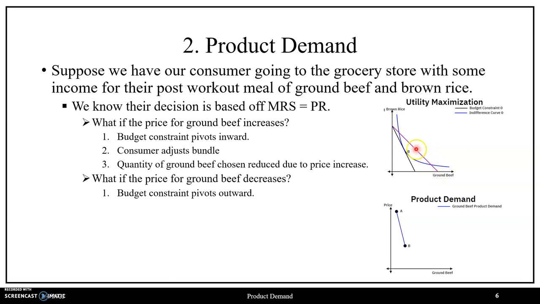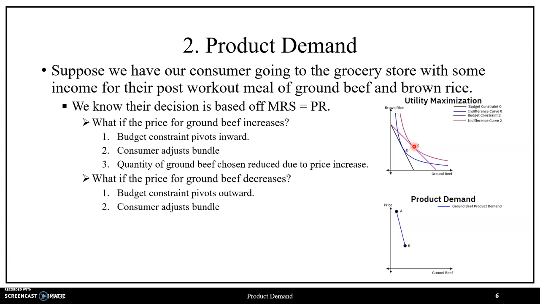So in terms of their decision making, they update their decision and find the new level of utility that's highest and compatible with their budget constraint. This is going to be indifference curve 2 in red, intersecting our budget constraint 2 in purple once at point C, where we see that at point C brown rice has increased and ground beef has increased as compared to our initial bundle point B.